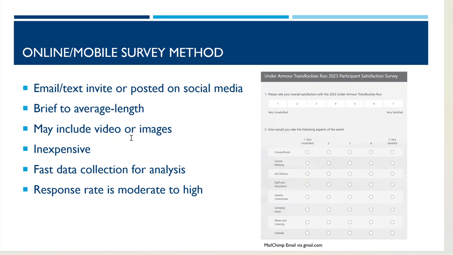Online mobile survey method: email, text invite, or post it on social media. Brief to average length, may include video or images, inexpensive, fast data collection for analysis, response rate is moderate to high. So here's an example of an email that was sent to me a couple years ago asking me to take a survey after participating in a race.